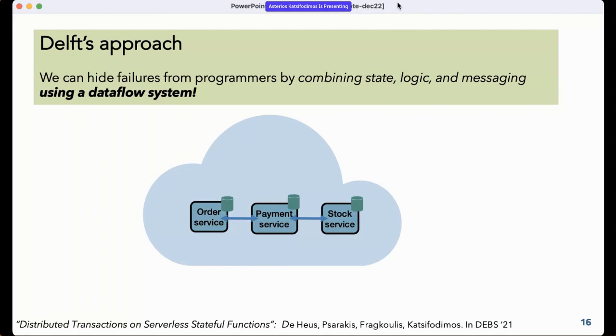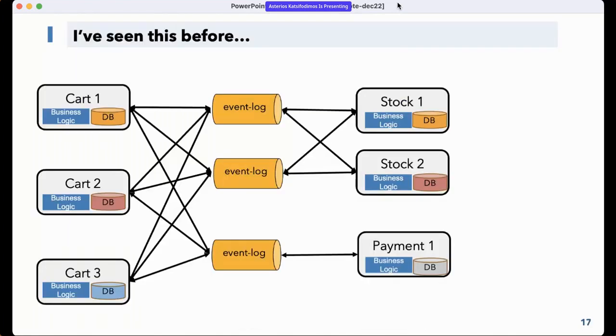Now, let's see what we can do about it. Remember what I showed you before. This is basically multiple instances of the services that we have, connected via event logs. The state has been sharded to multiple instances, right? And there are messages exchanged between services via event logs.